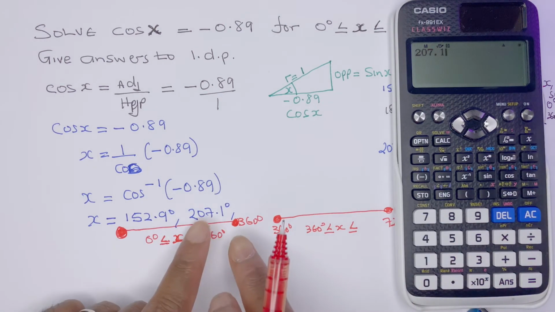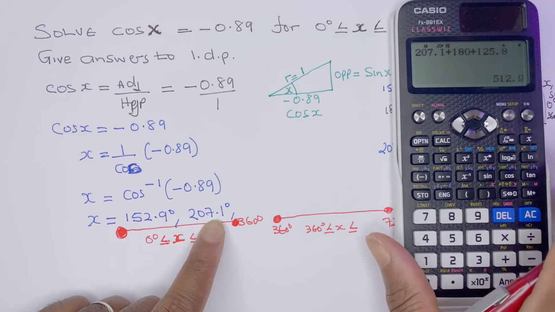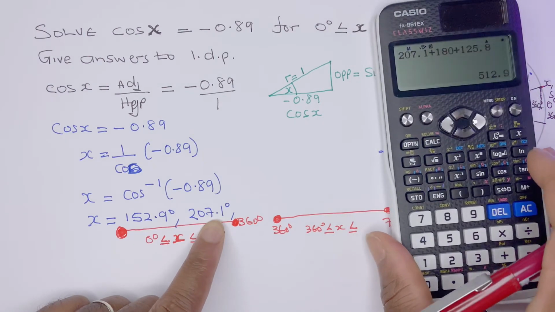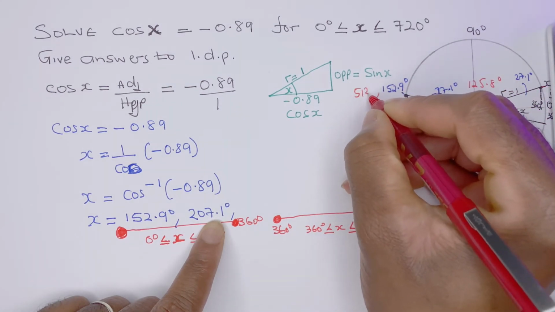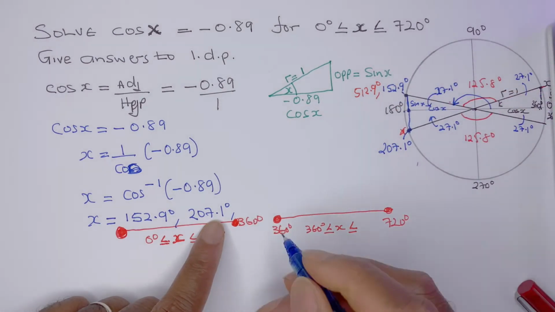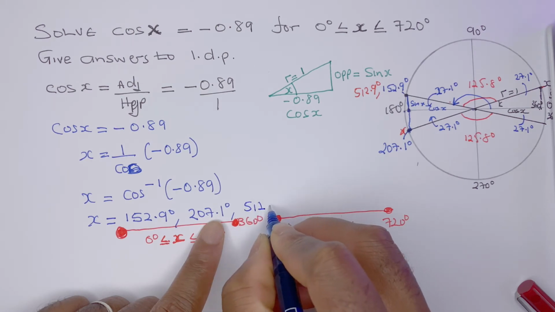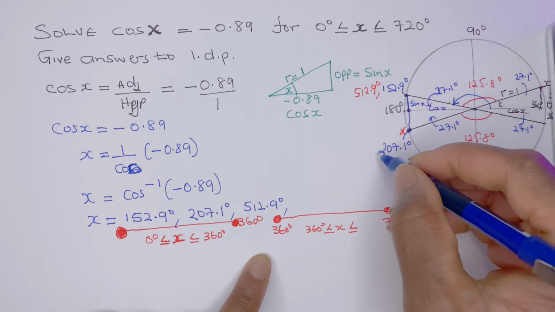I've got 207.1. My journey starts from there again. I need to add 180, so plus 180 plus 125.8, right? So that would take me to 512.9. So that would take me to here. So this angle here is 512.9, second time round. So I'll be writing 512.9 degrees. Then I want to go from there, 512.9, to now here again.